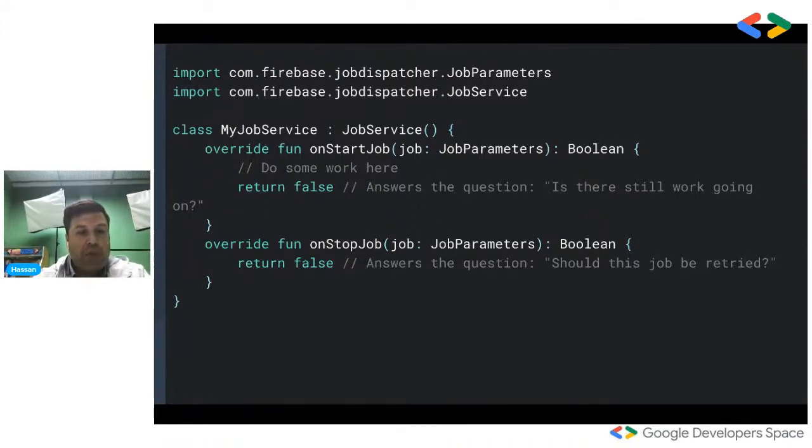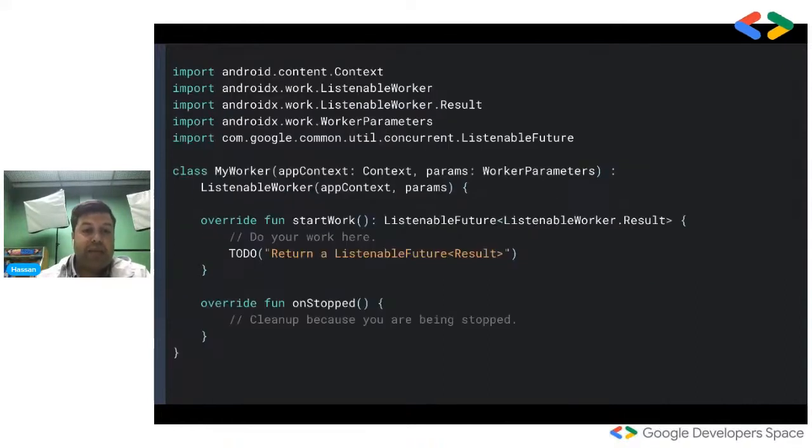Here you have onStartJob. If you get this callback, then you will start your long running job here. And onStopJob is called when, for some reason, the job is stopped or you cancel the job. And this can be replaced with WorkManager's ListenableWorker. So they are equivalent to each other.